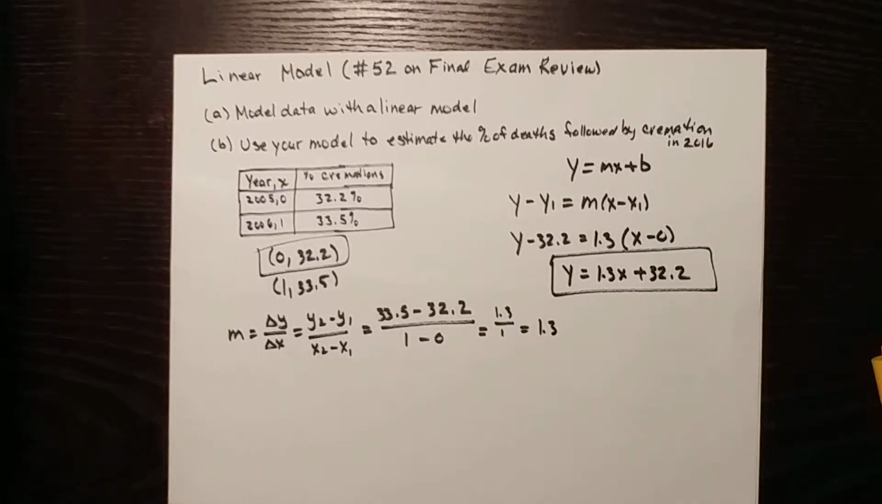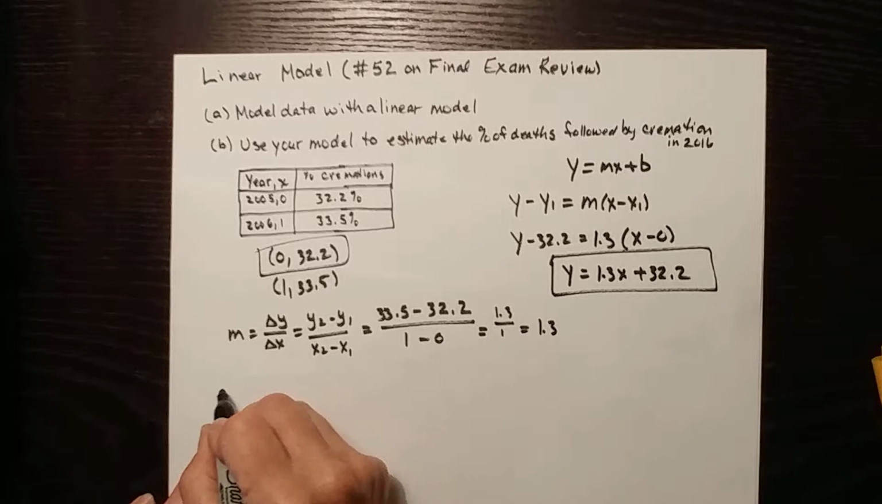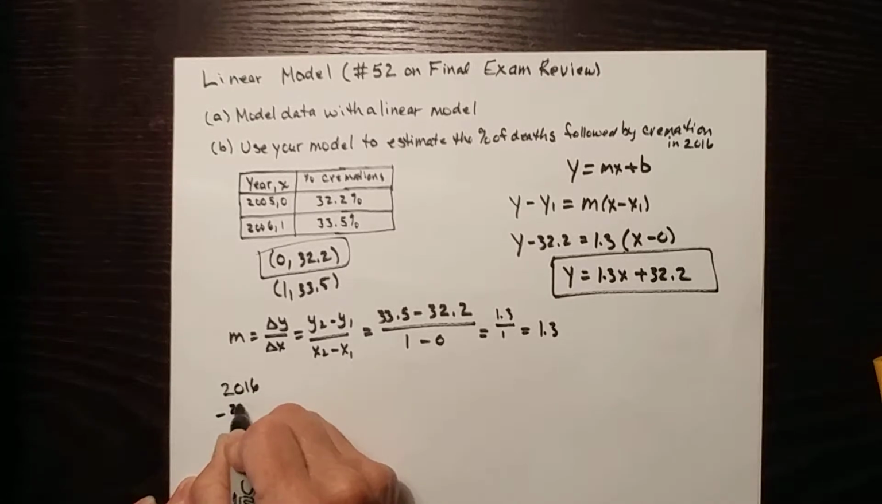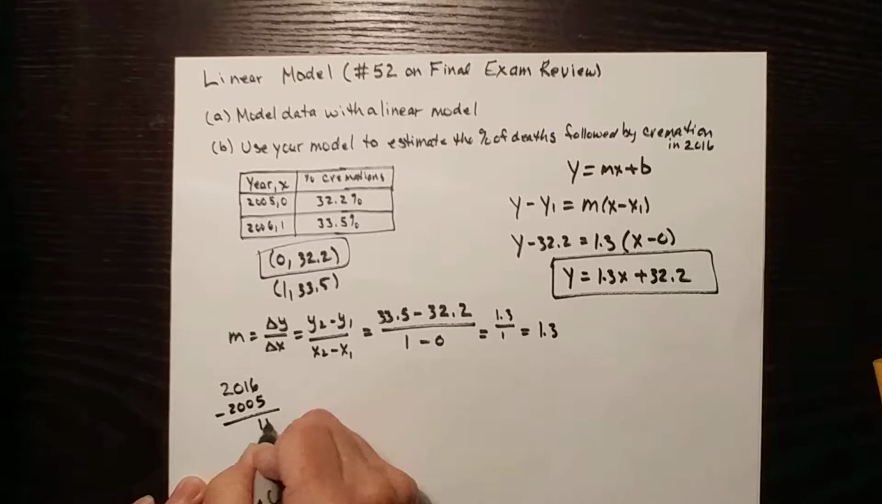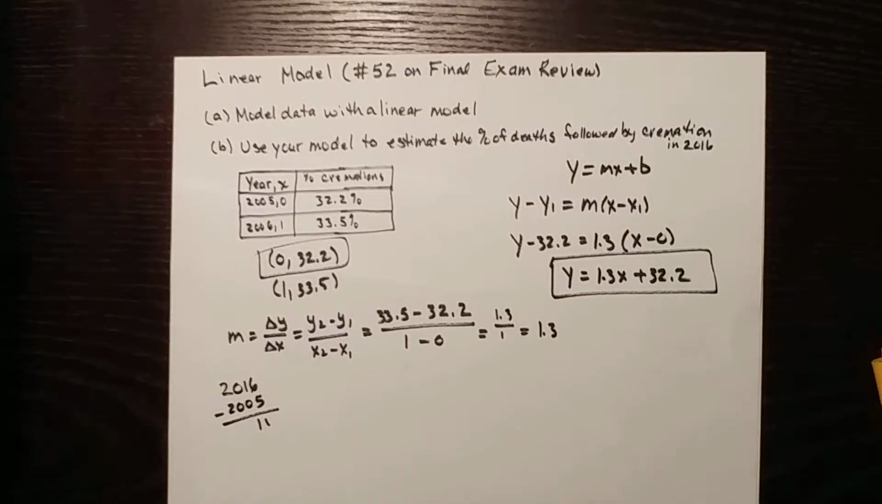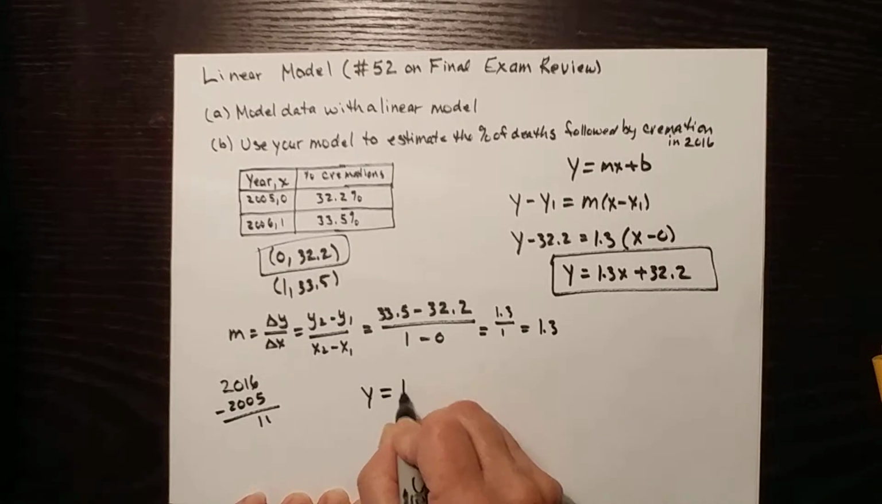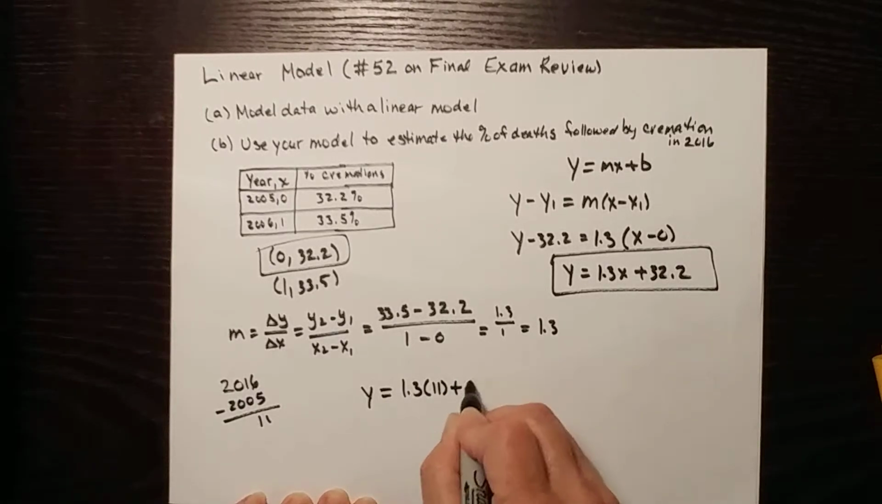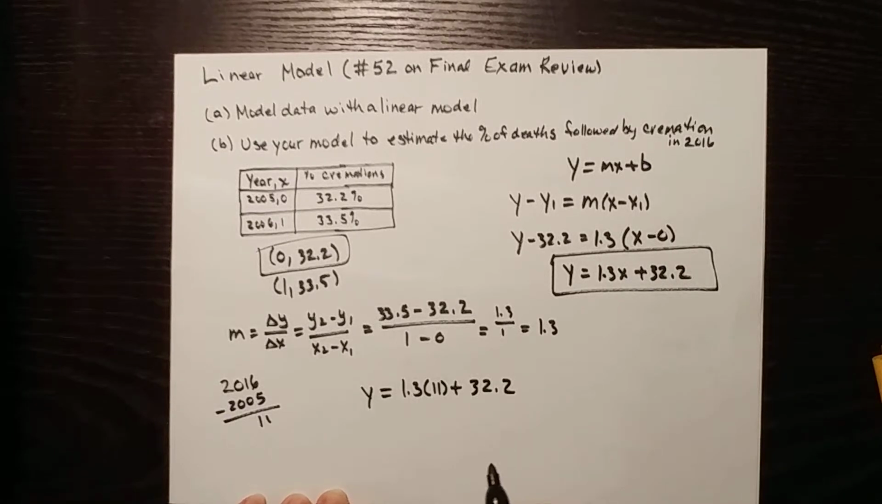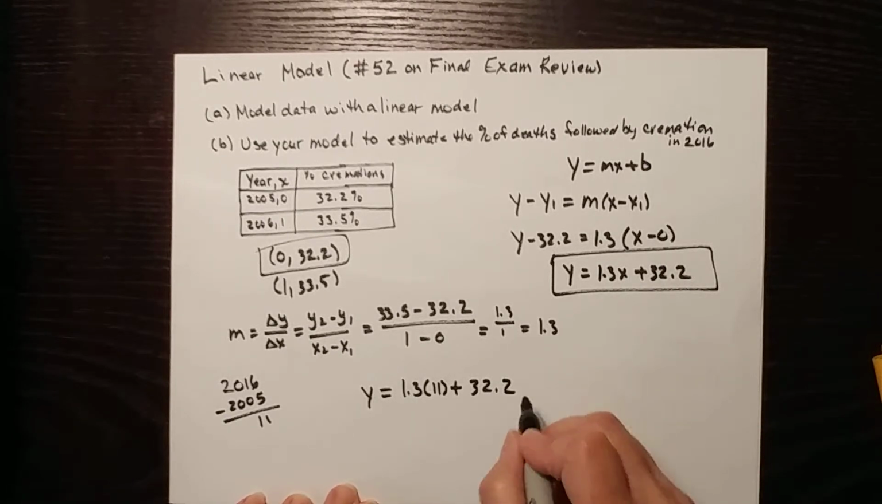So part B says use your model to estimate the percent of deaths followed by cremation in 2016. Well, if 2005 is year 0, then 2016 minus 2005 would give us 11. That means 11 years after they started taking this data, that would be the year 2016. So we're just going to plug in 11 for x to predict the amount of deaths followed by cremation in 2016. So we would say y is equal to 1.3 times 11 plus 32.2.